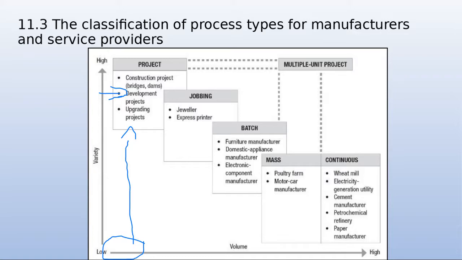Then the next one is jobbing. With jobbing, the volume is a little bit more. There's an increase in volume, so there's an increase in the amount of the thing that we are manufacturing. And the variety is also a little bit less.